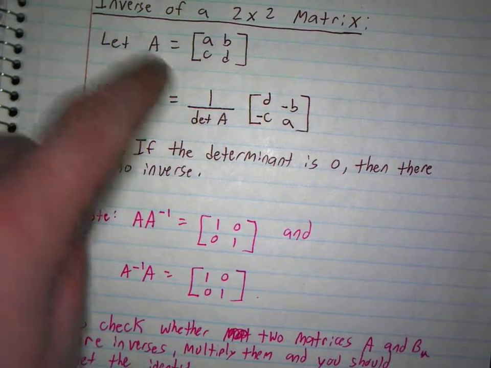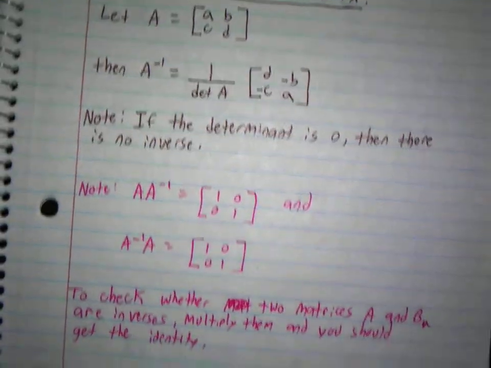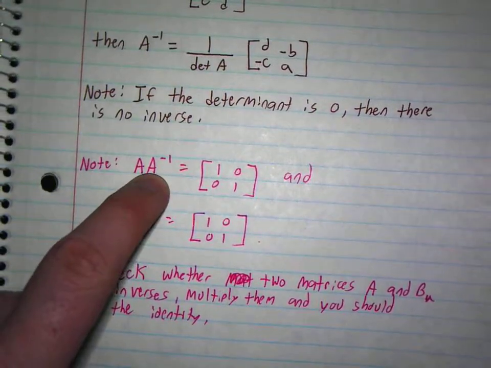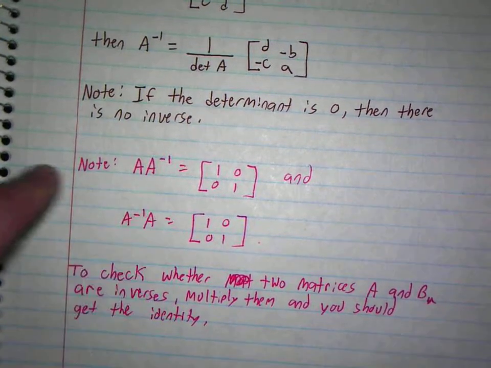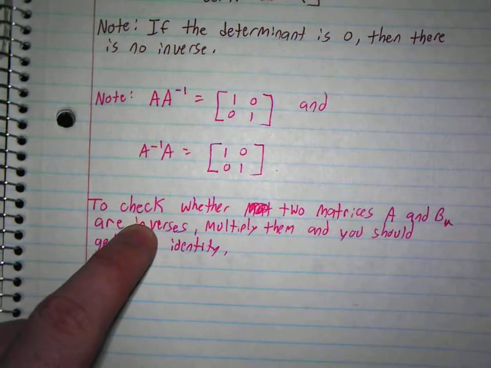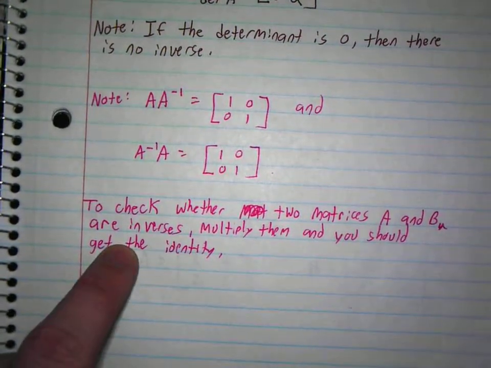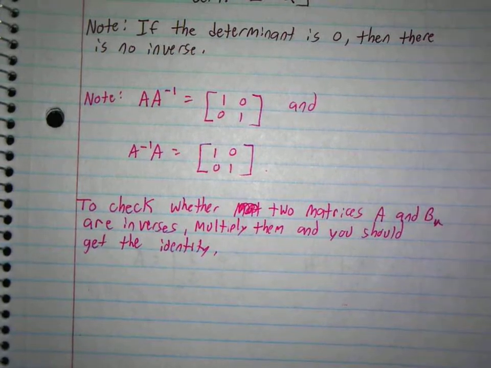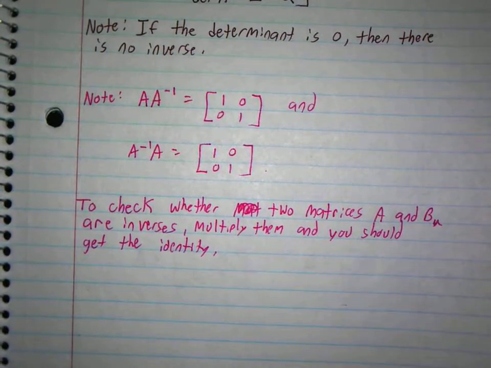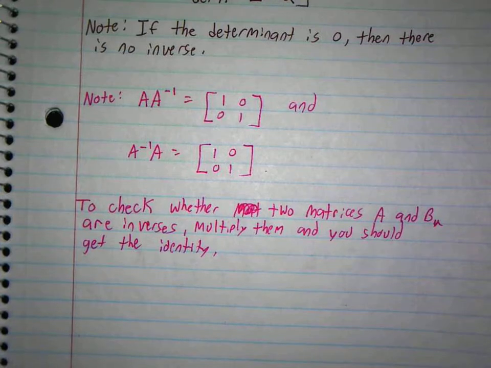Okay, so here's the formula to find the inverse. The inverse notation means A to the -1. So if you see that, that means inverse. To check whether two matrices, A and B, are inverses, multiply them, and you should get the identity. I also need to add, because multiplication is not commutative, you need to multiply both ways.